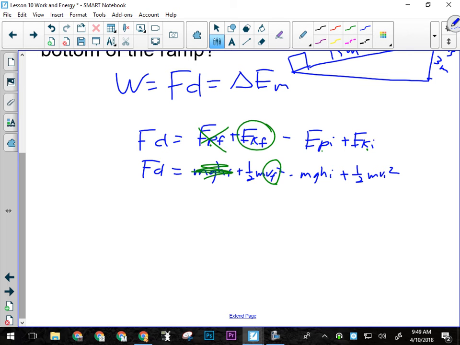Really what I'm looking for is the final mechanical energy. So the work plus these two things here should tell me the final mechanical energy, right? The work plus whatever energy I started with should be the final energy. Everyone all right with that logic? Okay.